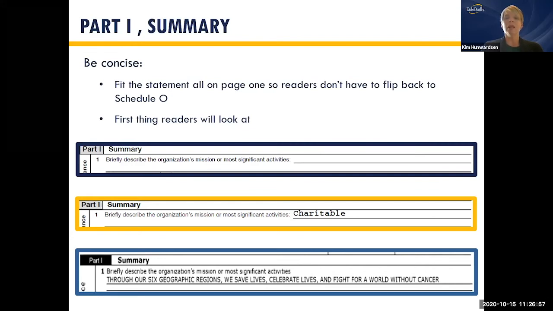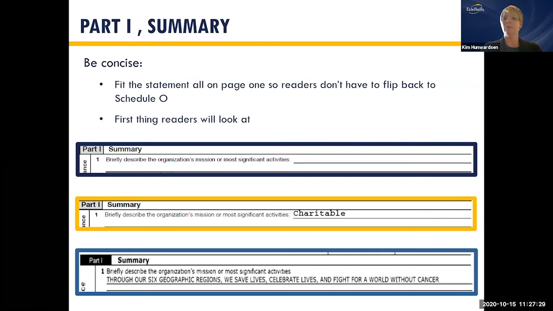So we're going to start with page one. Page one is really a snapshot of the organization, and it pulls most information from other parts of the return. But we gave you 3 examples here of one part of Part I, which basically says, briefly describe the organization's mission or most significant activities. So here's 3 different examples of how organizations answer that question.